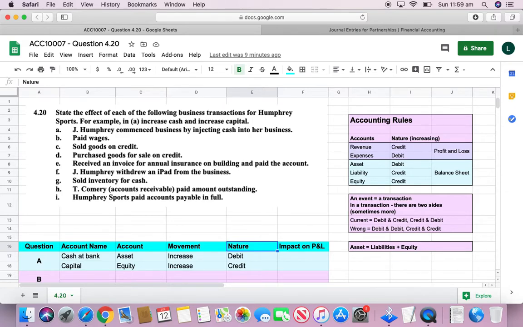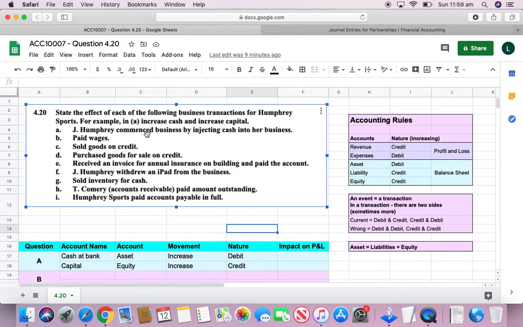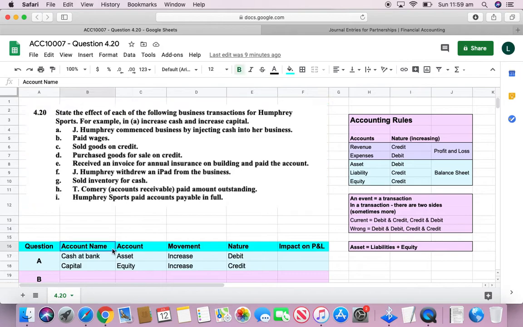And then lastly is your impact on the P&L. We need to understand whether your P&L is going to have a positive impact or a negative impact. So is the profit going up or is it going down? And as mentioned up here, our applicable accounts are revenue and expenses only. So let's get into it. Let's start off. A's already been answered for you, so I've put it down here, so we won't go through that in great detail, but I will talk over it.